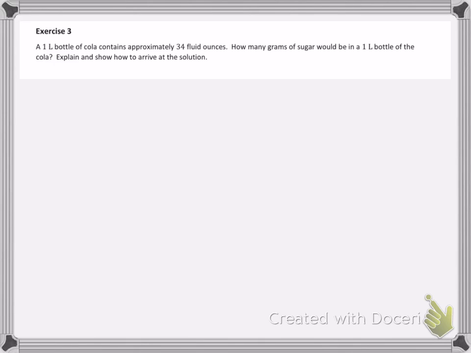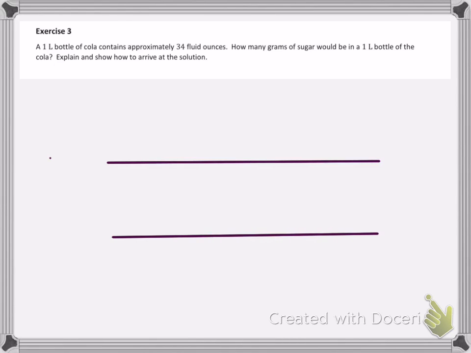So let's draw that double number line again. Let me start it right here. That's good. And when we do this, we can get an idea of how many grams of sugar will be in that 1 liter of cola.